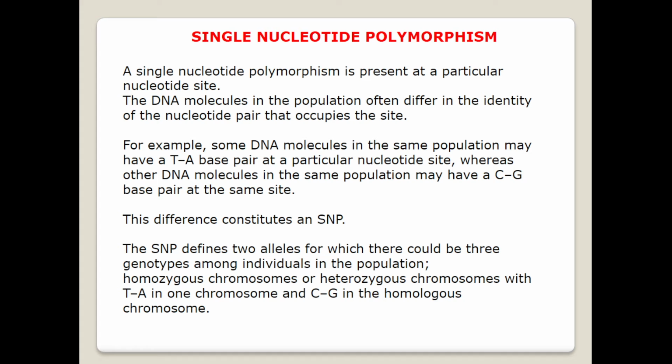And again, I will speak about single nucleotide polymorphism. It is present at a particular nucleotide site. The DNA molecules in the population often differ in the identity of the nucleotide pair that occupies the site. For example, some DNA molecules in the same population may have a TA base pair at a particular nucleotide site, where other DNA molecules in the same population may have a CG base pair at the same site.